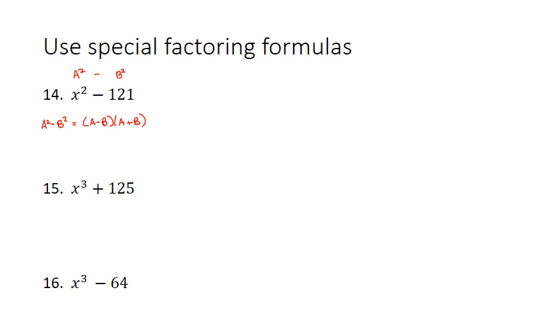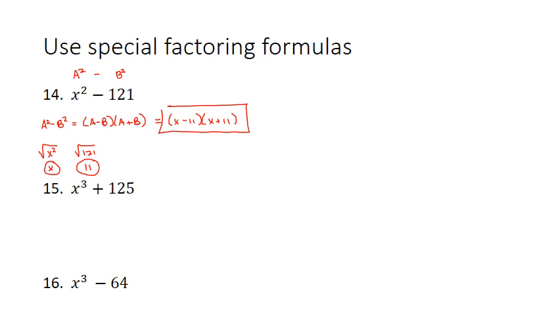To get the a and b that you need, I mentioned square roots on the last slide. Well, that's what I'm going to do. I'm going to take the square root of both terms. The square root of the x squared gives me x, and the square root of 121 gives me 11. These are the two numbers that you have to plug in for your a and b. So a is going to be x, b is going to be 11. So I can write this as x minus 11 times x plus 11. And that is your final answer.